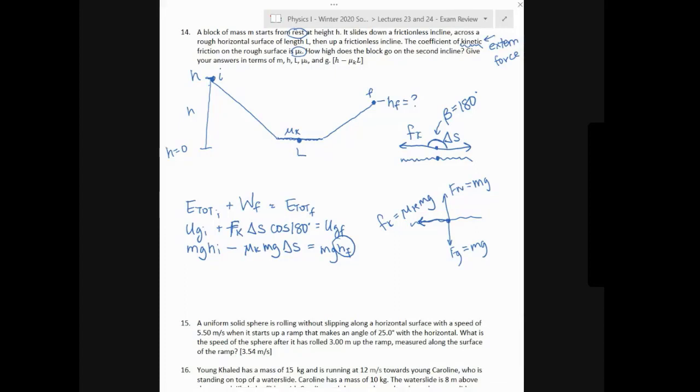Yeah, so there's an mg in all of the terms, right? So that's a great point. So let's start canceling things. So the mg is in all the terms, so we could cancel them all out.